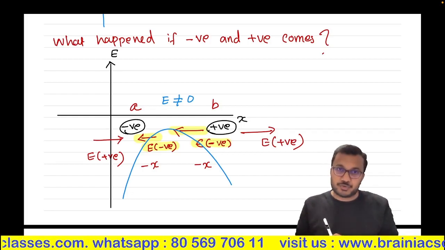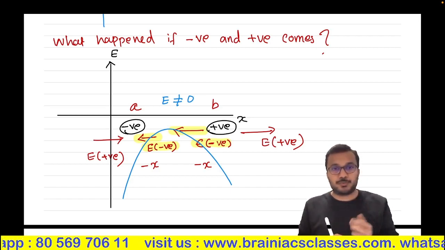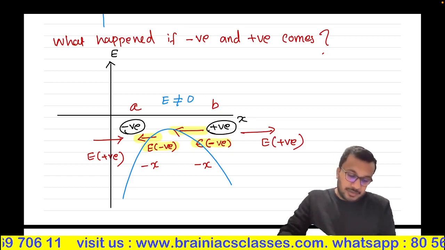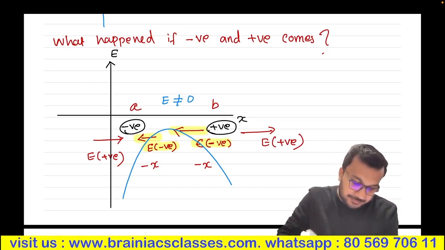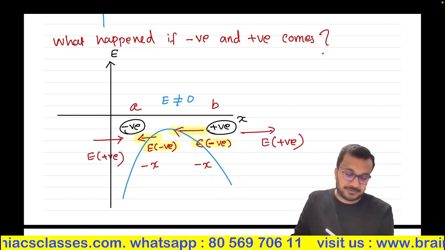Electric field will be equal to 0 when both are in opposite directions. Here they are not in opposite directions, they are in the same direction, so the electric field is negative. You have this left part of the graph here. Electric field negative, you have the left part of the graph.